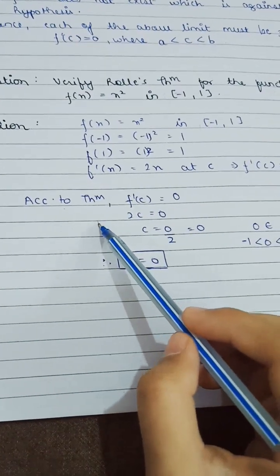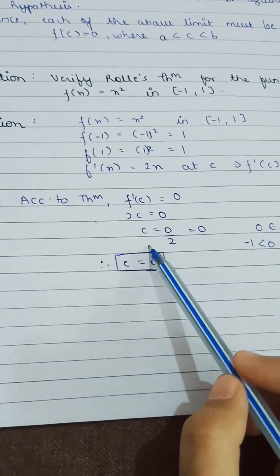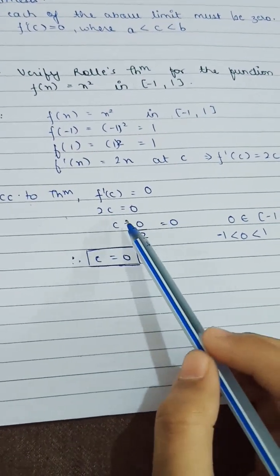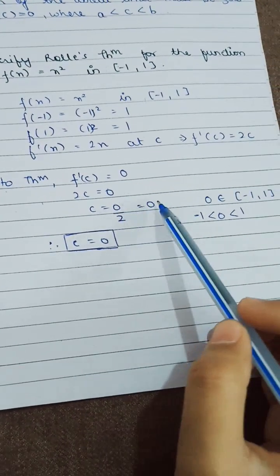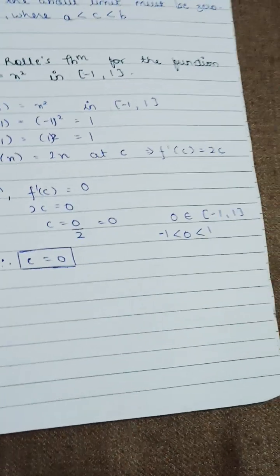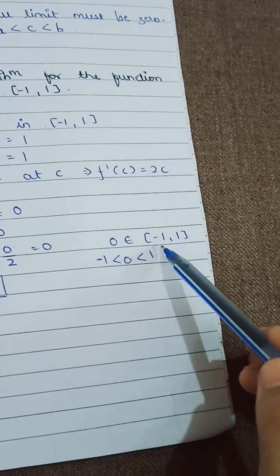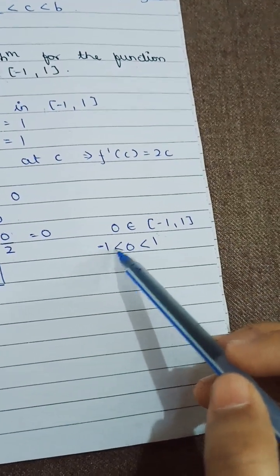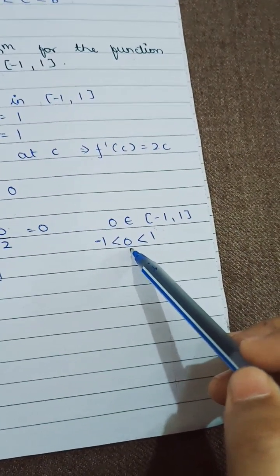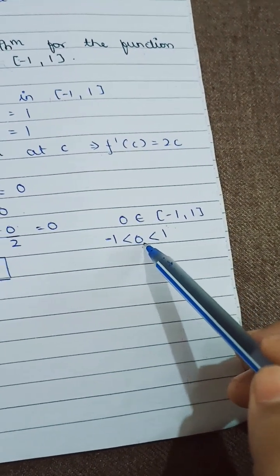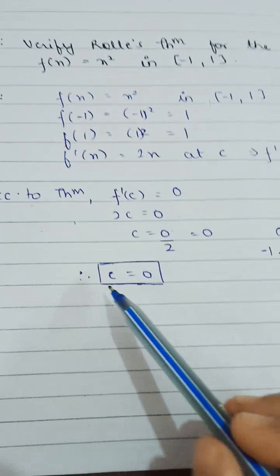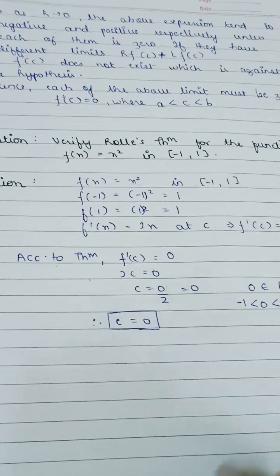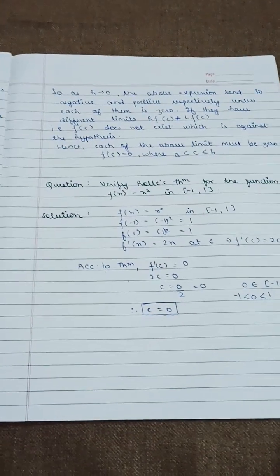Now according to the theorem, f dash c equals 0. Then 2c equals 0. Then we will find the value of c from here. C equals 0 by 2, which will come 0. As 0 belongs to the closed interval minus 1 to 1, therefore minus 1 is less than 0 and 1 is greater than 0. So the value of c comes to be 0, and hence Rolle's theorem is verified. Thank you.